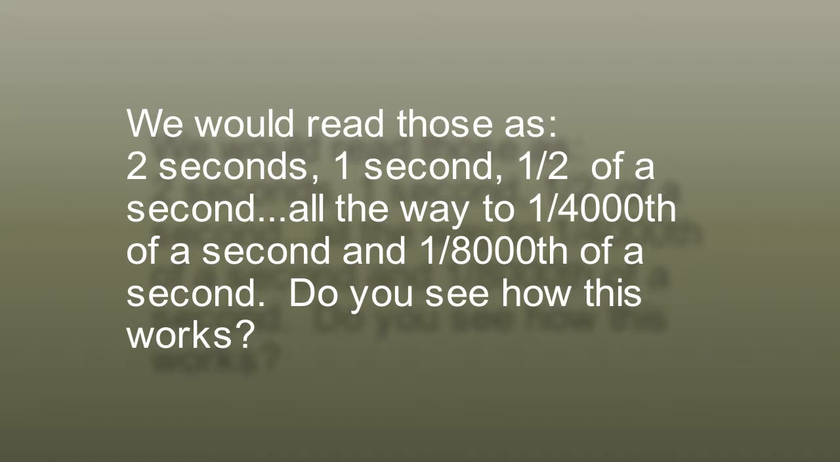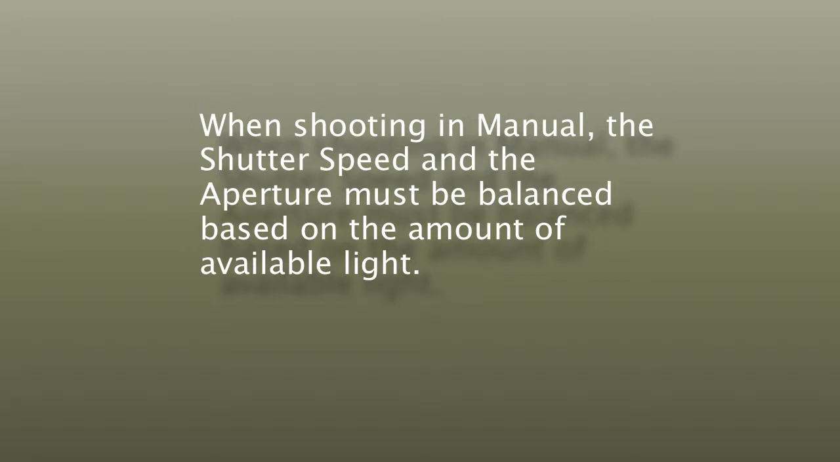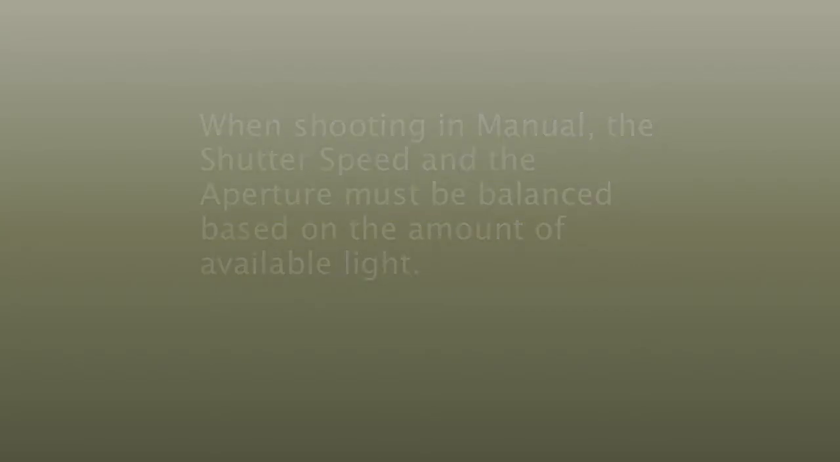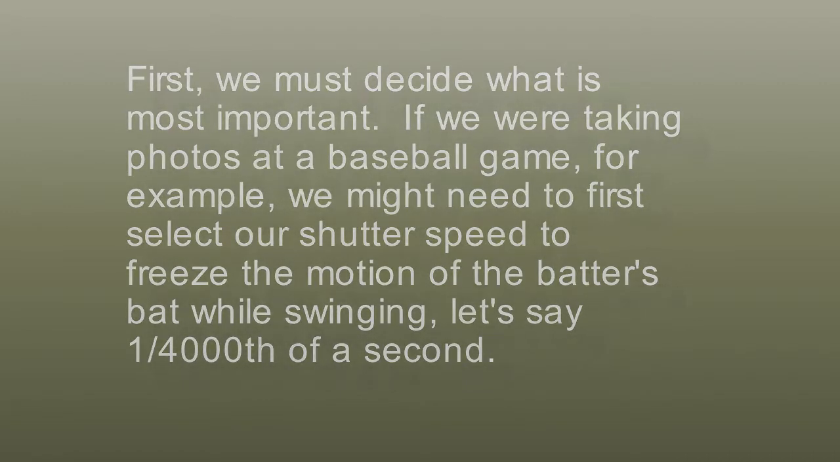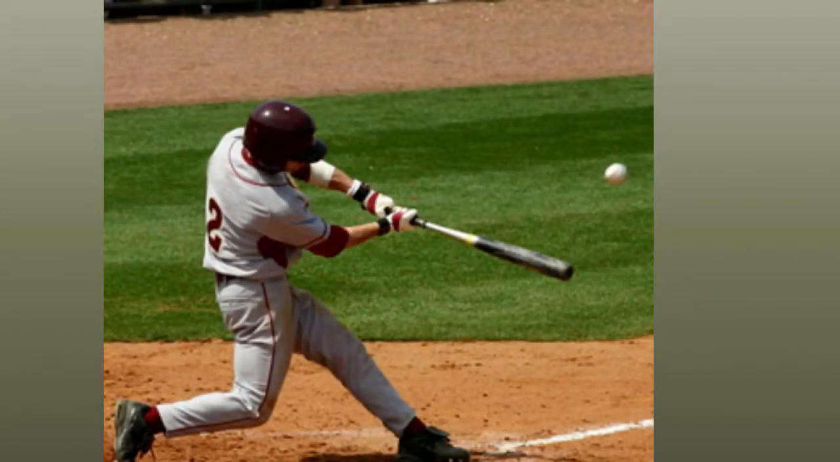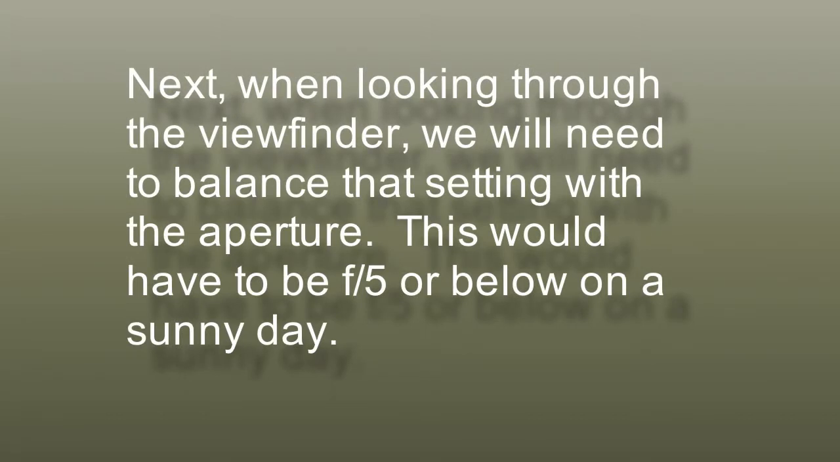When shooting in manual, the shutter speed and the aperture must be balanced based on the amount of available light. First, we must decide what is most important. If we were taking photos at a baseball game, for example, we might need to first select our shutter speed to freeze the motion of the batter's bat while swinging. Let's say 1/4000th of a second. Next, when looking through the viewfinder, we will need to balance that setting with the aperture. This would have to be f/5 or below on a sunny day.